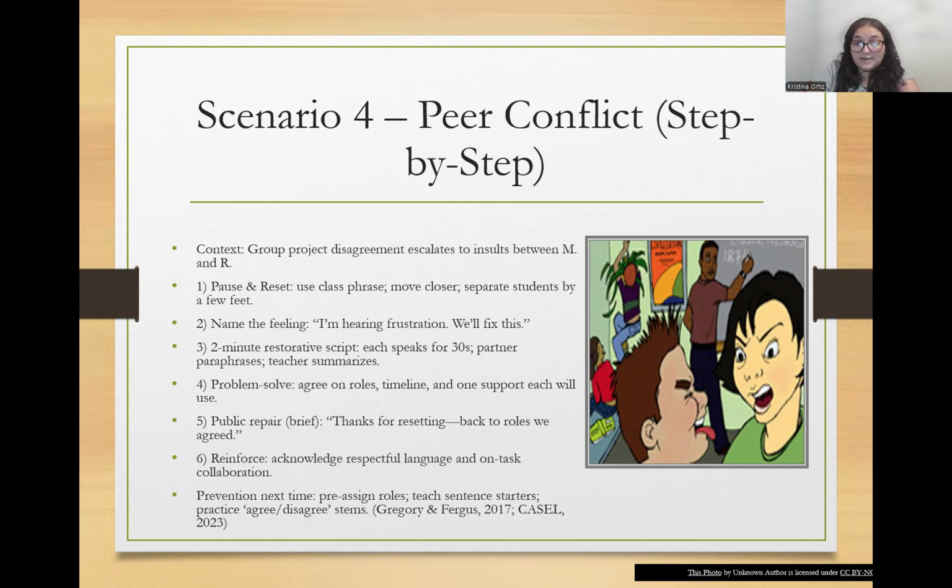So prevention next time. Pre-assign roles before this even happens when we're doing group work. Teach sentence starters. Practice agree/disagree steps.